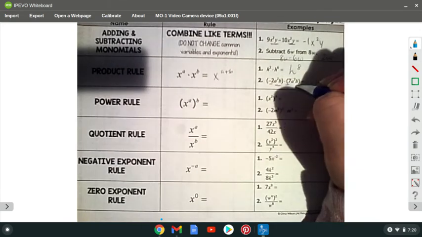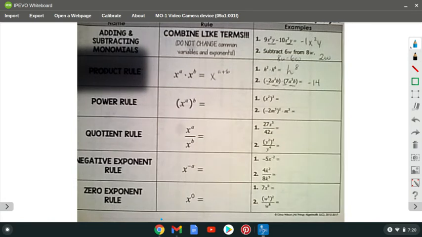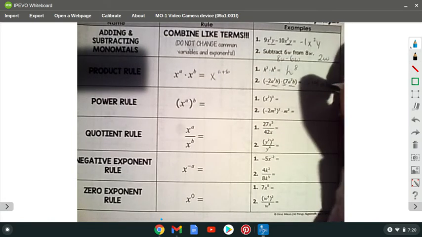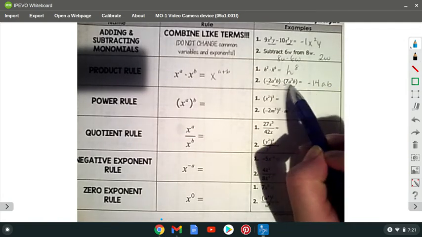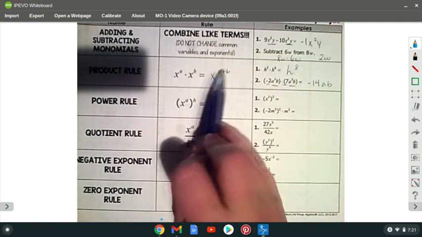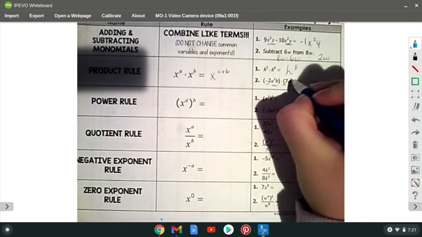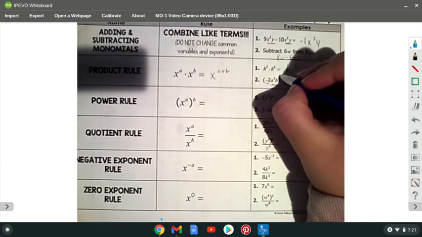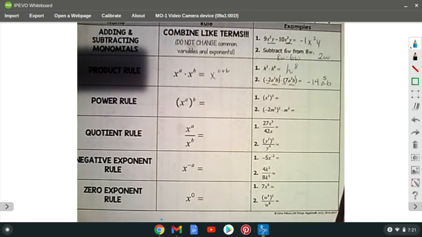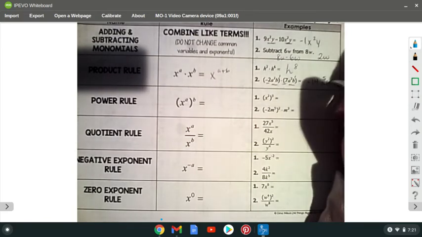Now, these bases are going to stay, those variables a and b, but I have to determine what those exponents are going to be. If I'm multiplying bases, I'm going to use this product rule. I'm going to add the exponents. So 2 and 3 gives me 5 on my a, and both of these b's have an exponent of 1. So I'm going to add those two exponents to get 2.